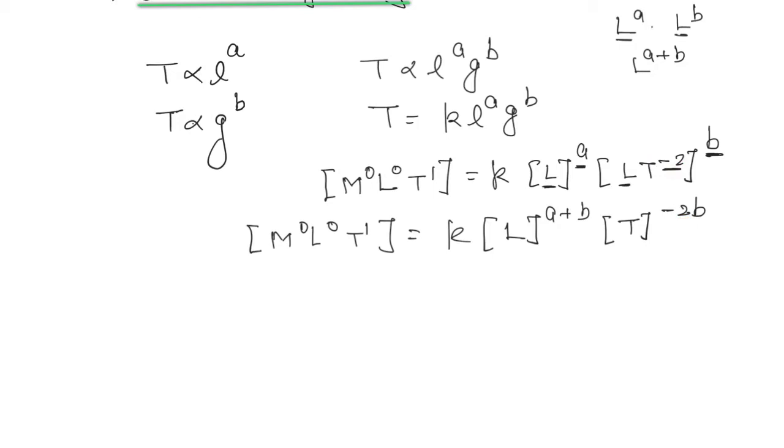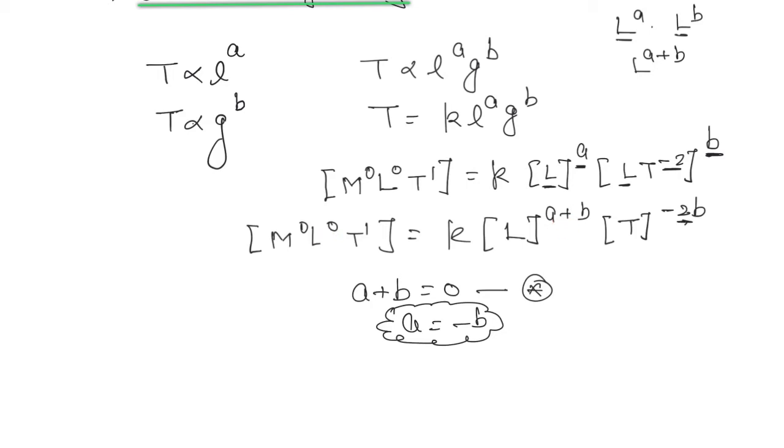Now class, what we will do? Now we will compare LHS as well as RHS. Okay. Now you can see L raised to power 0 and here L raised to power A plus B. So we can say A plus B will be 0. Correct class? This side L is raised to 0, so we can say A plus B is 0.